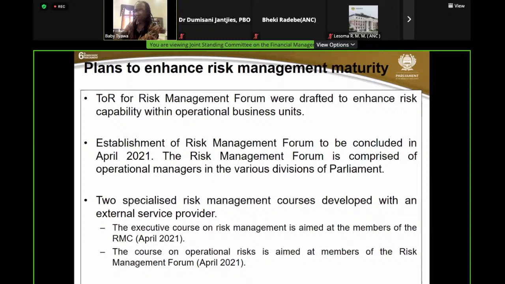To date, we've done ongoing training as we try to mature the level of risk appetite in the institution and the maturity of the risk management processes in the institution. We've had training. We are actually putting together an executive course for managers so that risk management doesn't only sit with senior managers. We're targeting the management forum, which is the middle management of parliament beyond the division managers, beyond the accounting officer, so that each official is aware and understands the role they have to play in managing risk in parliament.